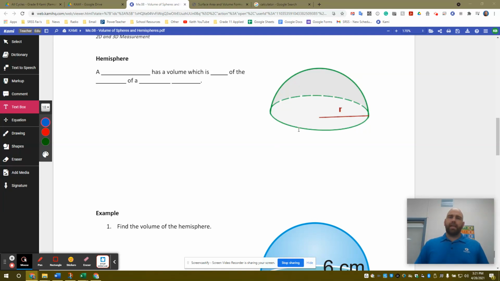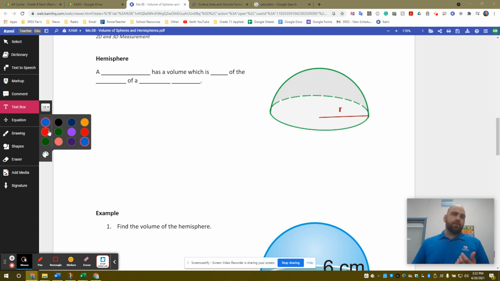All right, so we looked at the volume of a sphere. Now we're going to take a look at a hemisphere. When it came to surface area, we had to include that bottom base as well. But when it comes to volume, volume is just half. We're just taking our sphere, our ball, and cutting it in half. So the volume is exactly in half.